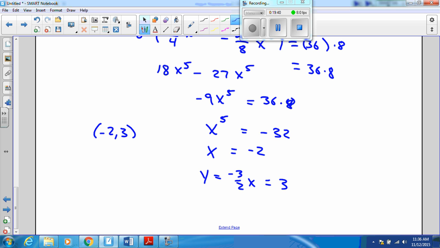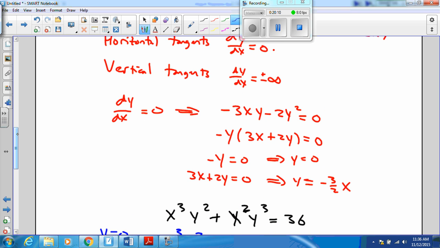This was detailed, but it wasn't hard, right? I had to set dy dx equal to 0. And when I did, I got some relations that I could then substitute back into the original to find the actual point that we were talking about. In one case, I just got a phantom point. There was no point where y equals 0. In the other case, I got a real point. And that is my point of horizontal tangency. Yes? What is the point of horizontal tangency? Because dy dx at that point is 0. The slope of the line tangent is 0.